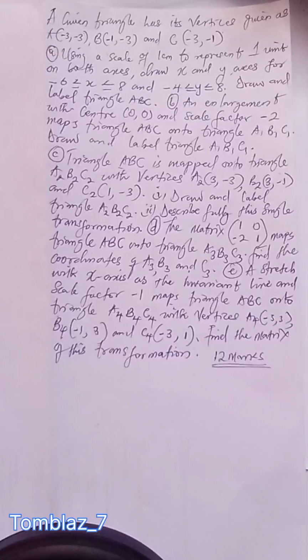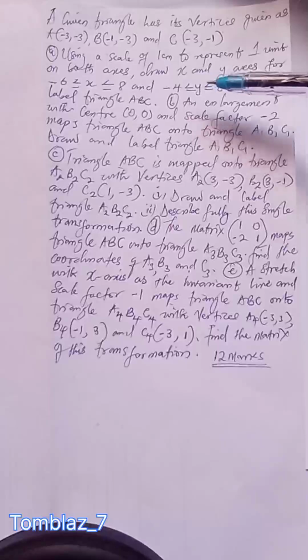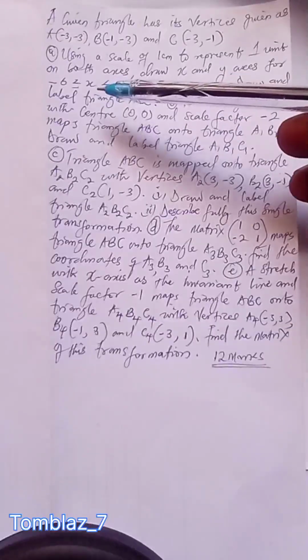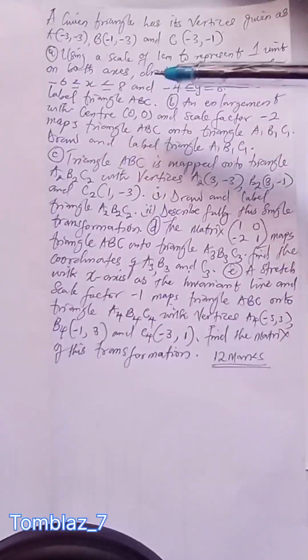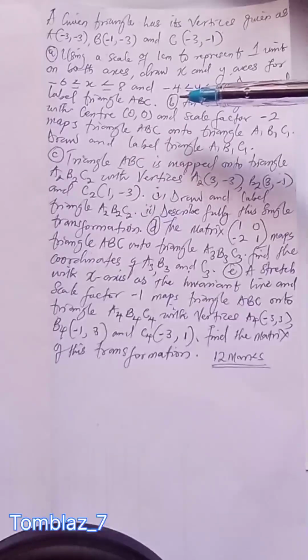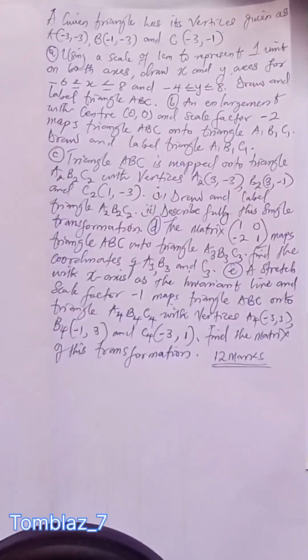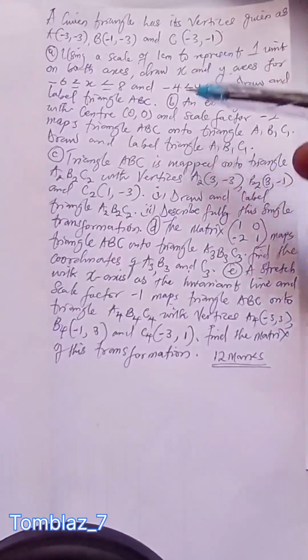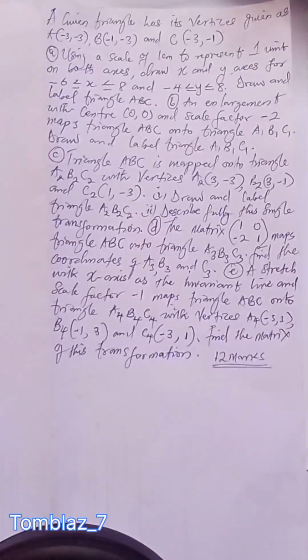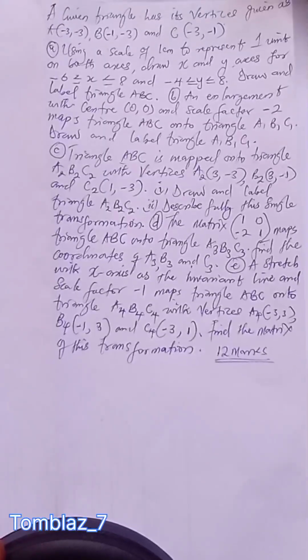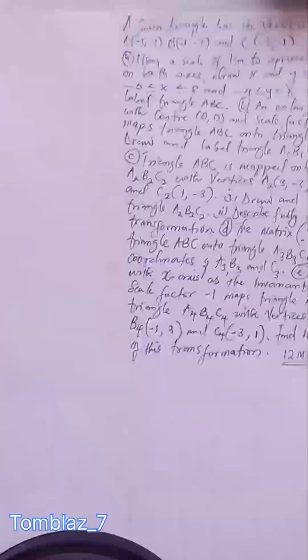Alright, first to start with, we have to plot the graph using this limit. For x, it should start from minus 6 to 8, and for y, it should start from minus 4 to 8. Alright, using this information, let's plot our graph. So let's get to the plotting. Okay, so we're going to be using this space to plot our graph.